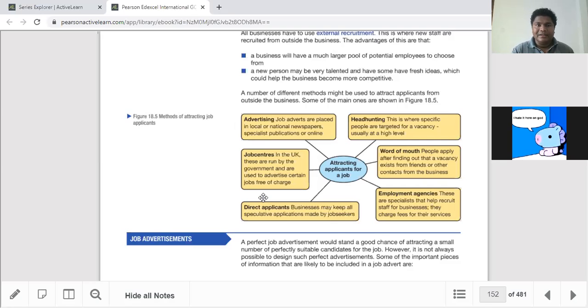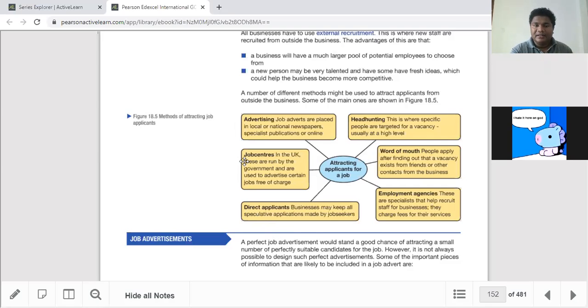A vacancy advertisement is not compulsory. If you are a person willing to work somewhere, you can just send your CV, titling it, okay, any suitable job I am willing to work. You can send a photo and everything, your details. It's called direct applicants, or prospective candidates. The business may keep all the speculative applications made by the job seekers.